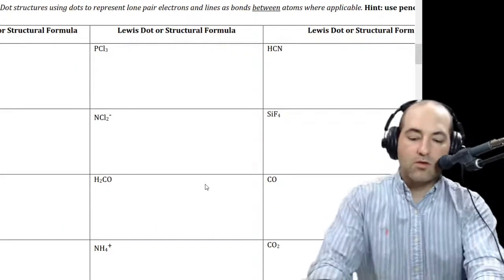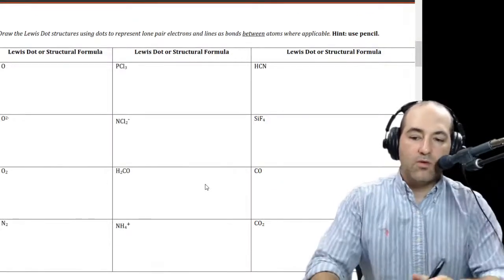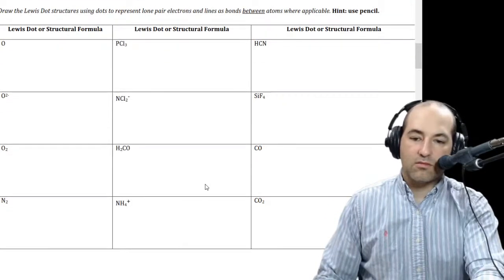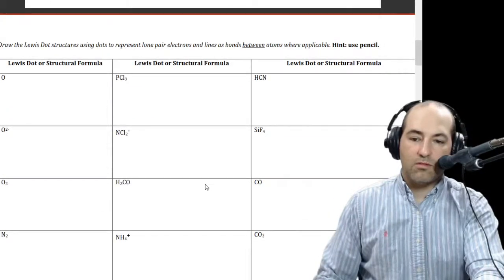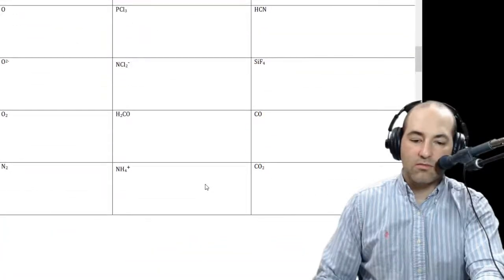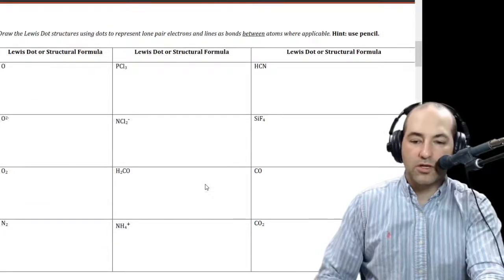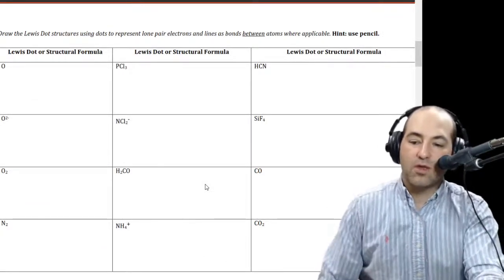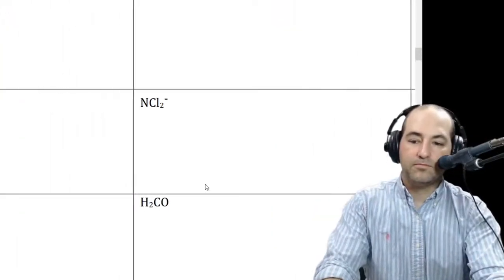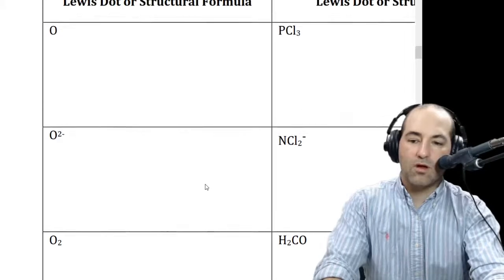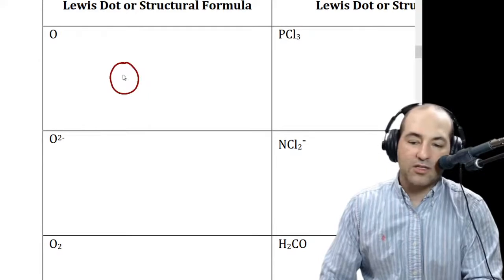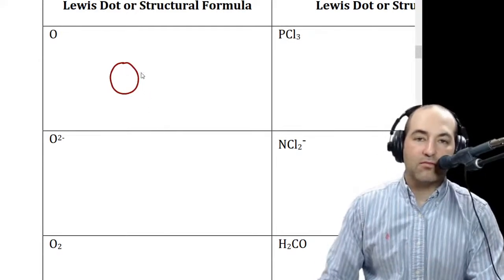All right. So what we can do then, and we will build up to this, is try to figure out how to build bigger and bigger structures just knowing this information. So let's start over on the left. We can draw a Lewis dot structure of oxygen, and that is simply oxygen with dots representing the valence electrons.